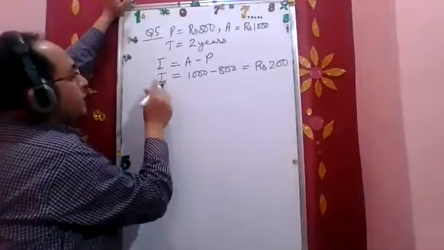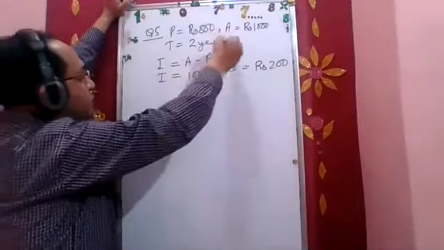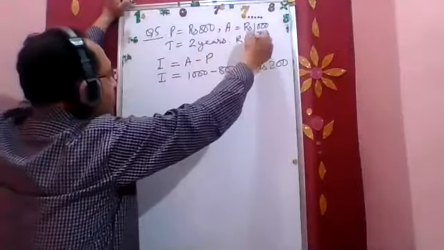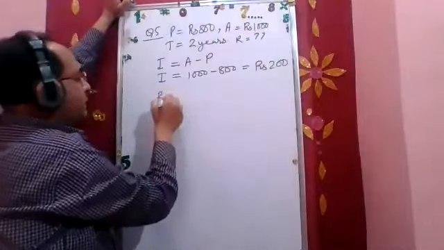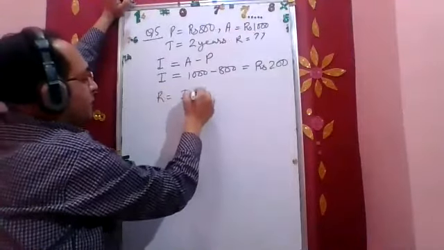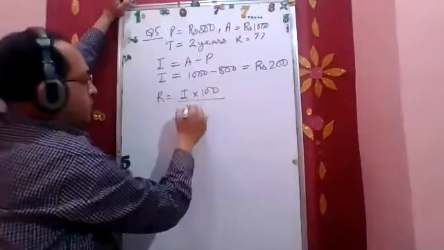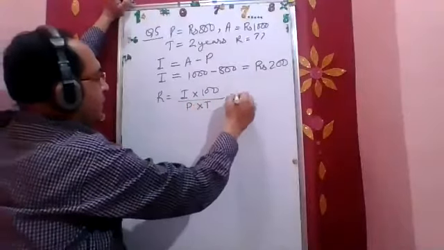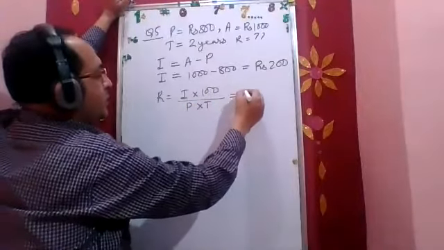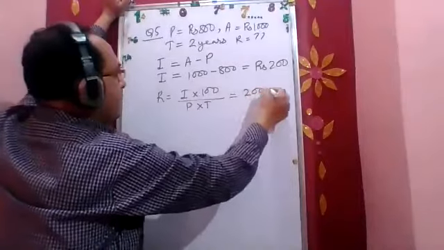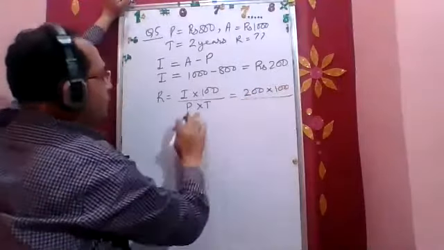Now we have to find the rate. Our objective is to find out the rate, and to find it, we will apply the formula: rate is equal to I into 100 upon P into T. So I is 200, into 100, upon P into T.